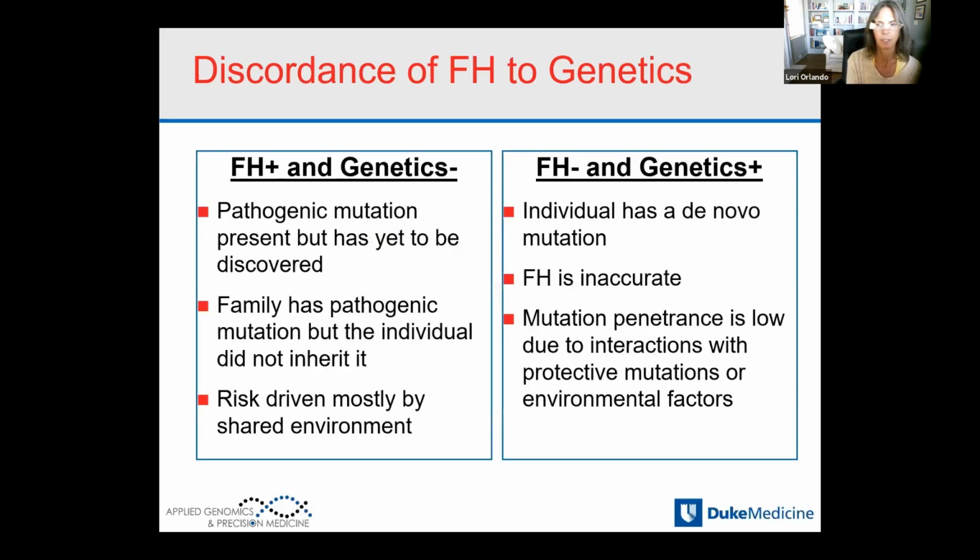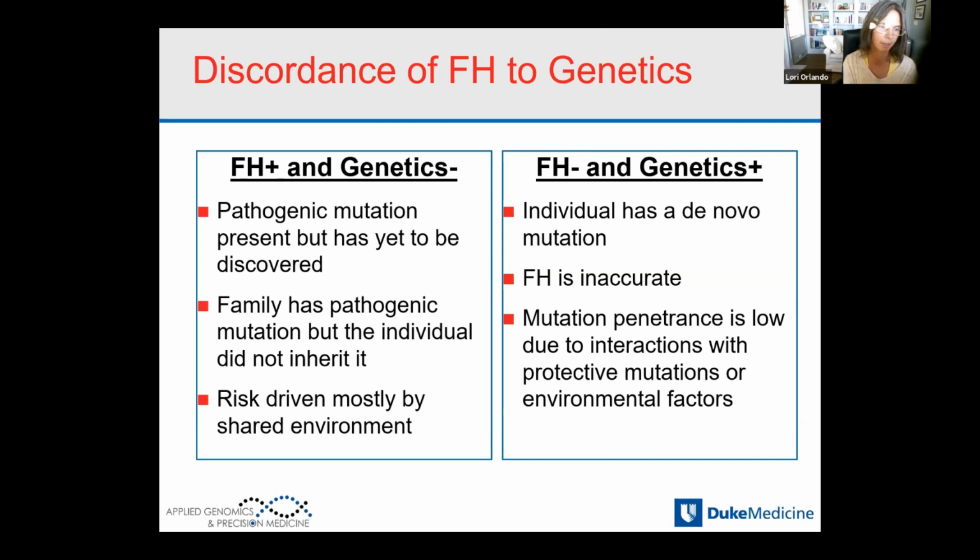So examples of why these two discordant groups might exist are that when you have a strong family history, but you don't have an identified variant on a genetic test, it could be because the pathogenic mutation is there in the family, but we don't know about it yet, right? There's still a lot we don't know about genetics. They're constantly coming up with new variants, and there's lots to be done for many years. So there's quite a strong possibility that there's something there we just haven't identified yet.